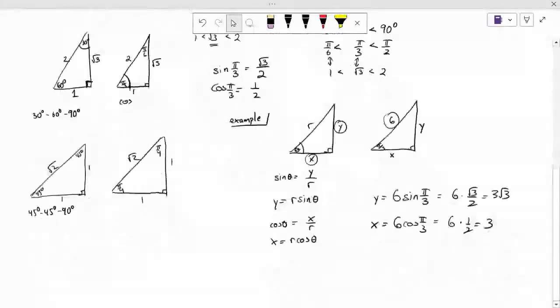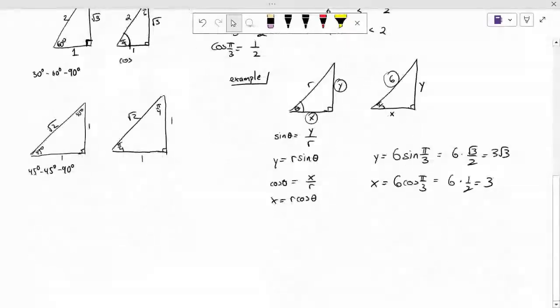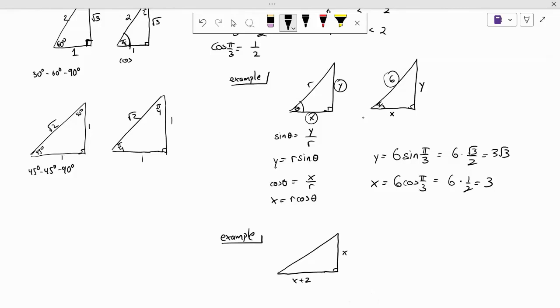And sometimes we do this a little bit more abstractly. So sometimes you have a right triangle and the sides are variable length, right? So let's say this side is x, this side is like x plus 2. And we label one of the angles theta. And we would like to express, let's say, tangent of theta as a function of x. So we want to express tangent of theta algebraically.